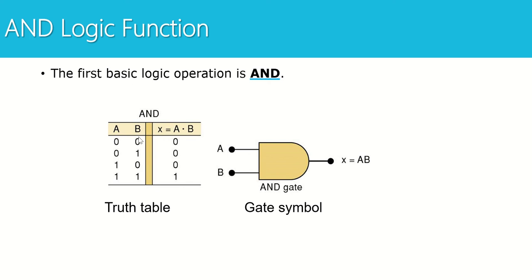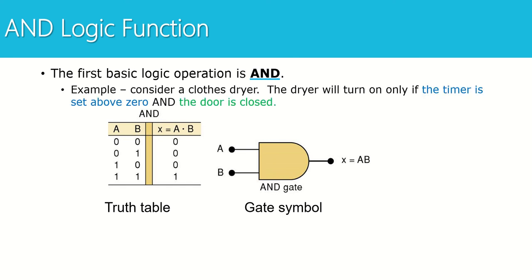The truth table tells me if A and B have certain levels, either 0 or 1, what's the output going to be? So the truth table is like a roadmap that describes exactly how that circuit is supposed to work 100% of the time. So when I think about the idea of AND, here's an example.